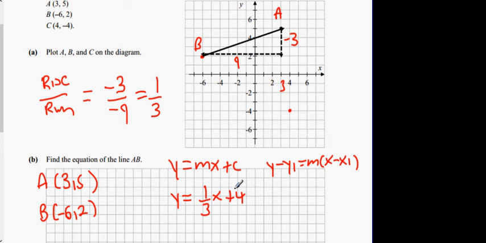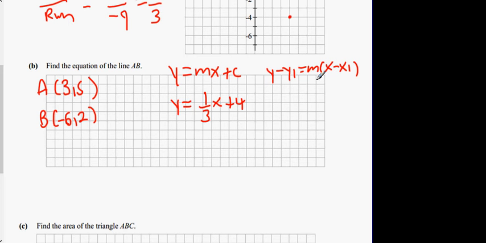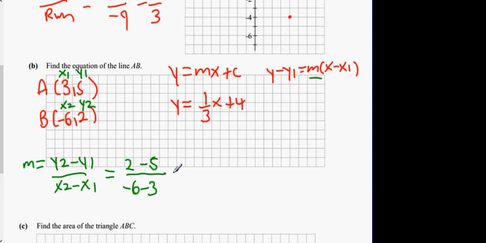Now the second method, which isn't that method, is to use y minus y1 equals m into x minus x1. In order to use this, we're going to need the slope formula to find m. The slope formula is y2 minus y1 over x2 minus x1. So here's x1 y1, x2 y2, and just put them in. So we're going to get 2 minus 5 divided by minus 6 minus 3. So we're going to get minus 3 over minus 9, once again a third. And then we're going to put it into this formula here. So we're going to have y minus 5 equals a third into x minus x1, so x minus 3.